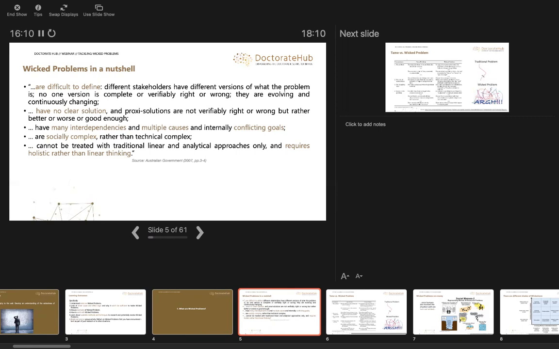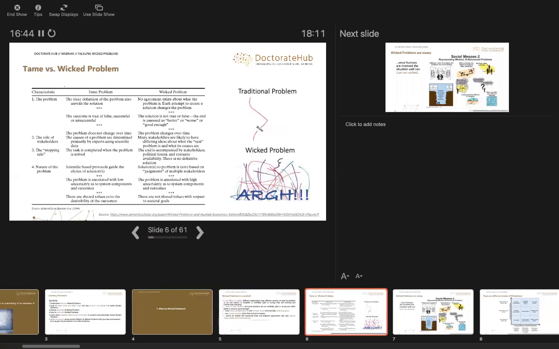And there are many interdependencies and multiple causes and internally conflicting goals, partly because of the different stakeholders and the different views that the stakeholders have at different points in time. And wicked problems are rather socially complex than technically complex. And they cannot be treated with traditional, linear, and analytical approaches only, and require holistic rather than linear thinking. And we will look into that and try to illustrate how that can look.